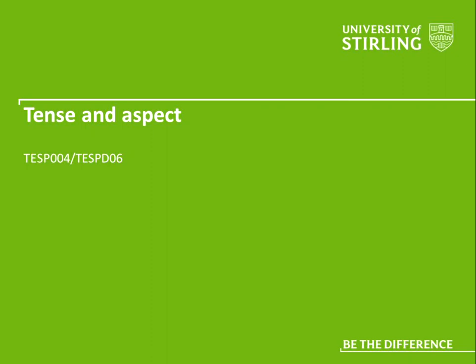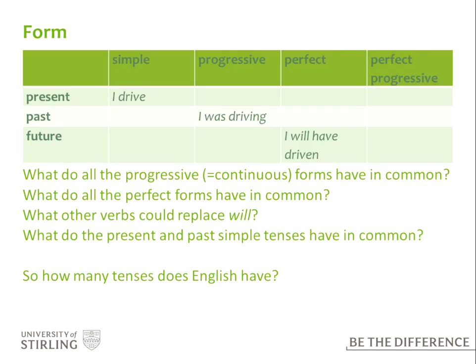So this week, tense and aspect. Now, first of all, form. Down the left-hand column, we've got tense or time references, and along the top, we've got aspect. So simple, progressive, we sometimes call it continuous, perfect, and a combination of perfect and progressive. So fill in the table and answer the questions. We may discuss the last one in particular.